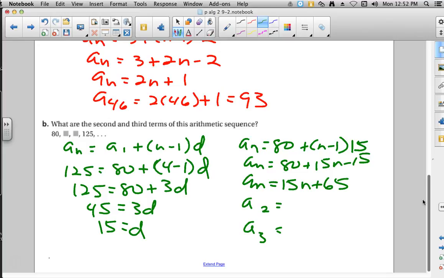Alright, lots of people got to that point where it's, okay, what do I do with this? Well, if you want the second term, you've got your formula written, you could just put a 2 in there and get your answer. So 15 times 2 is 30, 30 plus 65 is 95. Or, you could say, the common difference is what they're adding each time. And that means they're adding 15. So 80 plus 15 would be 95, which is exactly the same thing that we got from our formula here. And then if we take 95 plus 15, we're going to get 110. So you either can use the formula, or you can use the fact that you know the common difference is what they're adding every time.